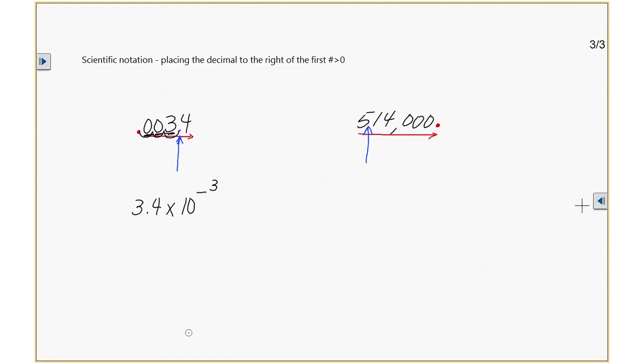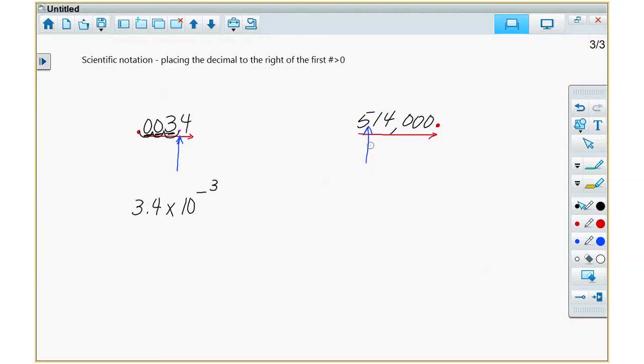Now, why do you do that, Hubert? Because 99% of you are going to get the 3 right. What are you going to get wrong? You're going to get the sign wrong. That's why I tell students to wait till the very end to do the sign. Okay, this one, I'm going to put the decimal where? Right here.